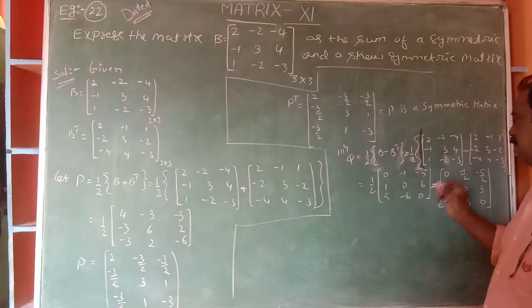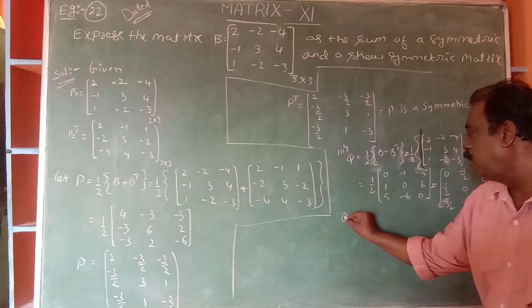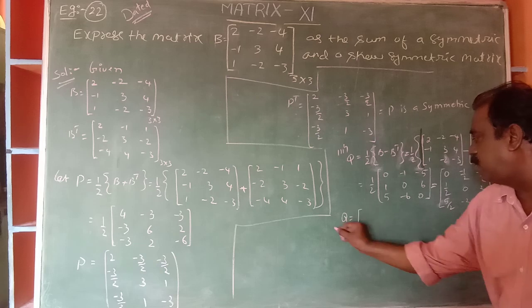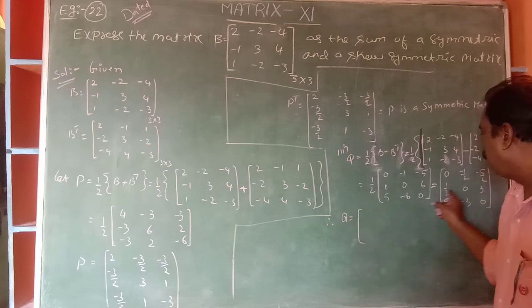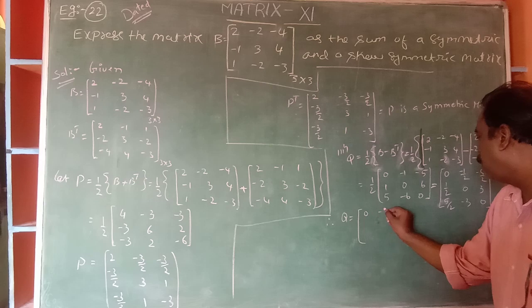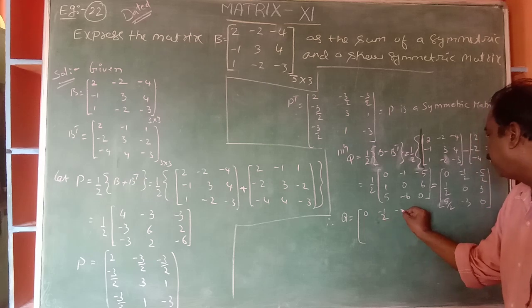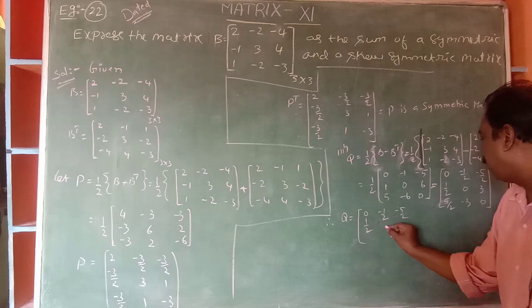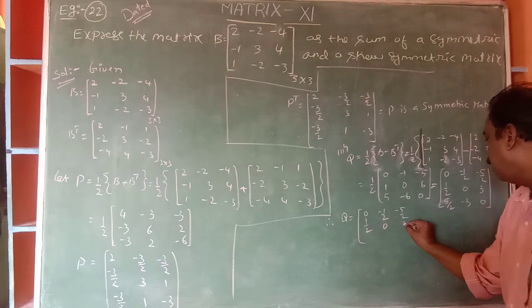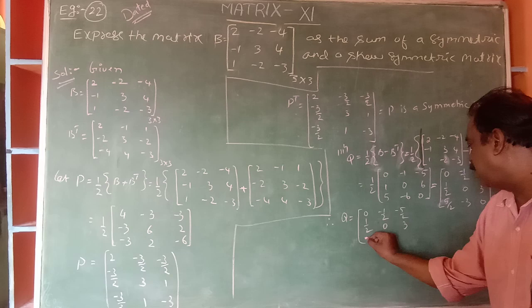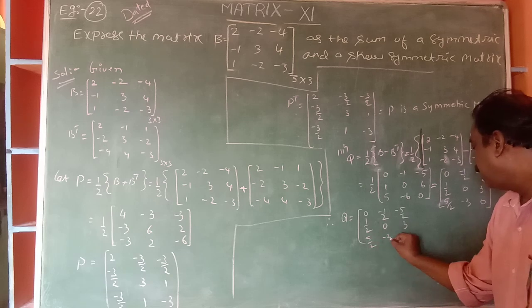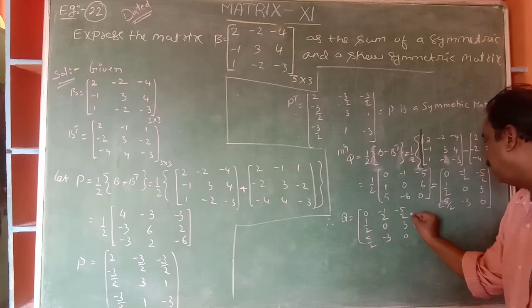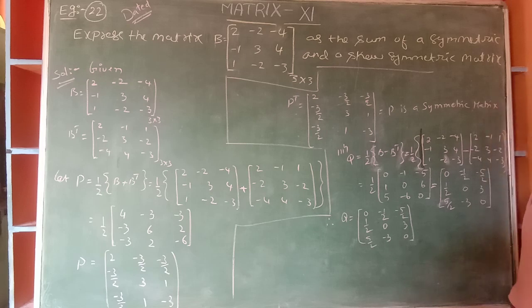So Q is this one. We know Q is equal to, at last, therefore Q is equal to 0, minus 1 by 2, minus 5 by 2; 1 by 2, 0, 3; and 5 by 2, minus 3 and 0. Okay? Easily we can say it is skew symmetric.